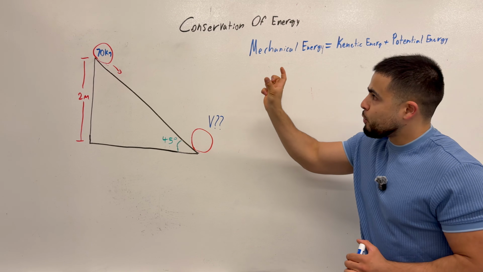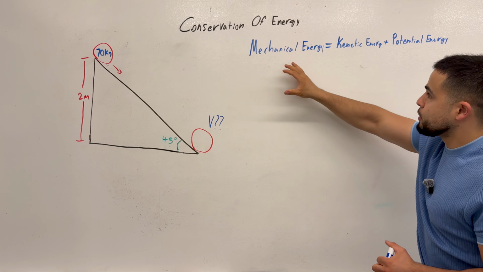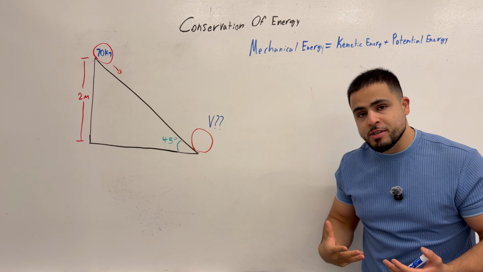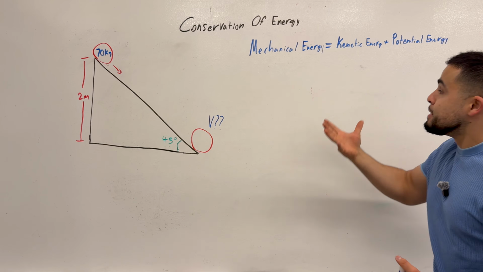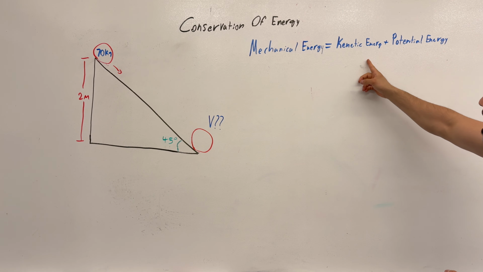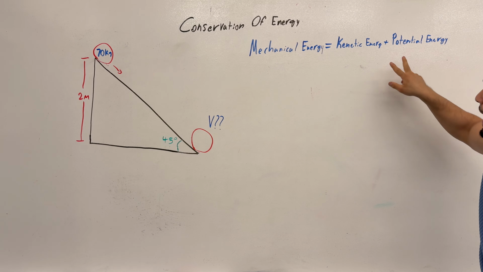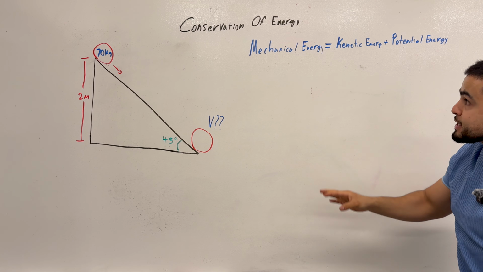So before we talk about what exactly the conservation of energy means, let's discuss what mechanical energy is. So for the purposes of the MCAT and your introductory physics class, the mechanical energy is composed of two forms of energy, kinetic energy and potential energy. When you add these up, they will equal the mechanical energy. Let's break this down a bit.